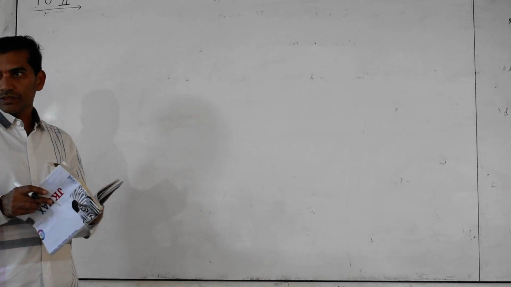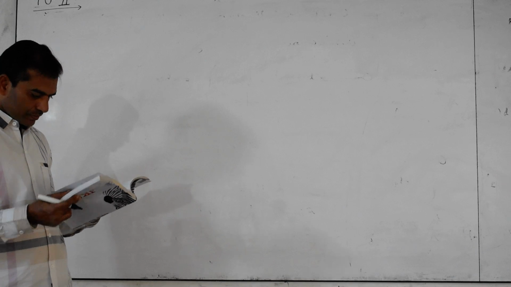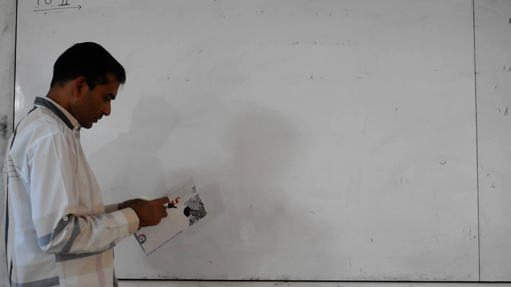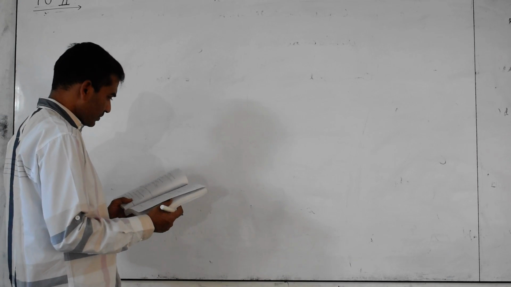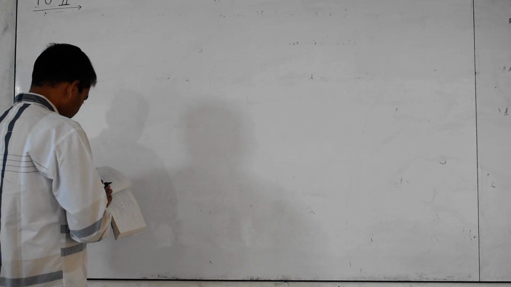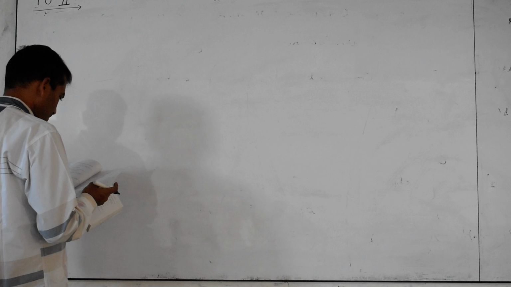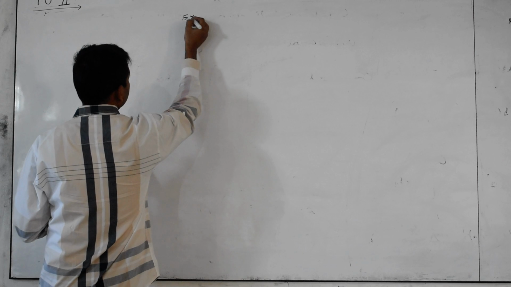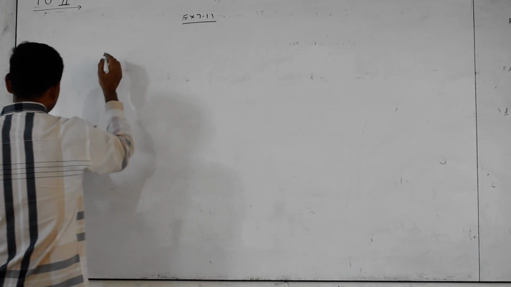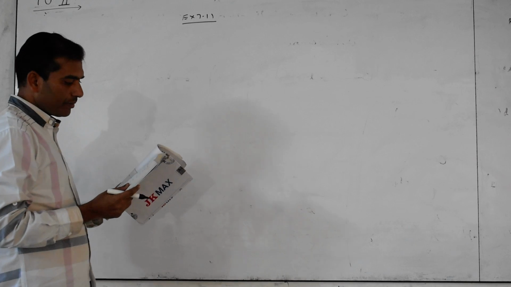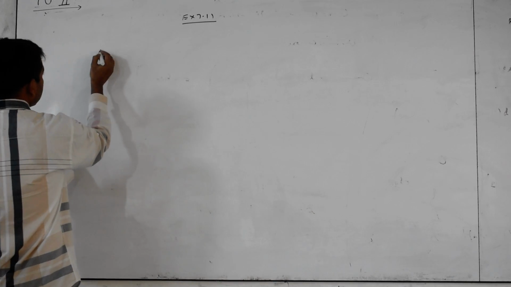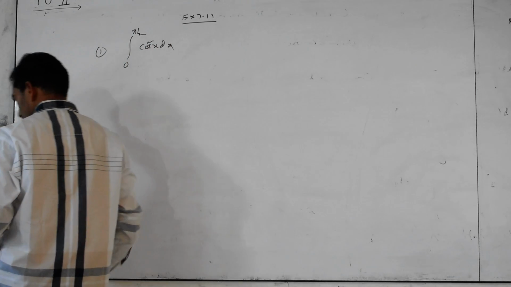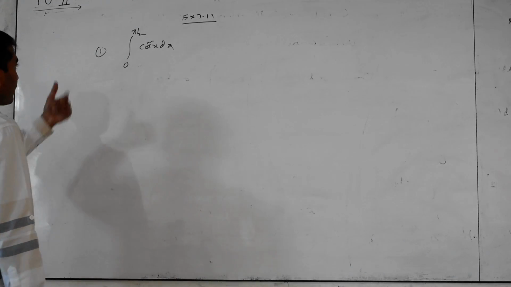Next, we'll practice the problems. Next, exercise 7.11. By using properties of definite integrals, evaluate the integrals. The first question is the integration of 0 to pi by 2 cos square x dx. So this we can find by using the indefinite integral concept.